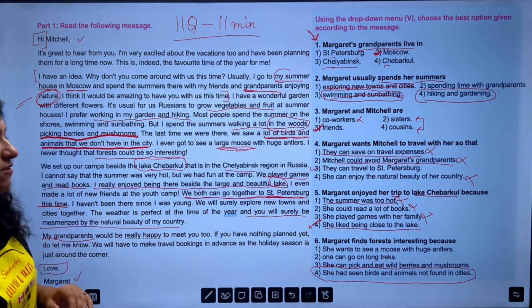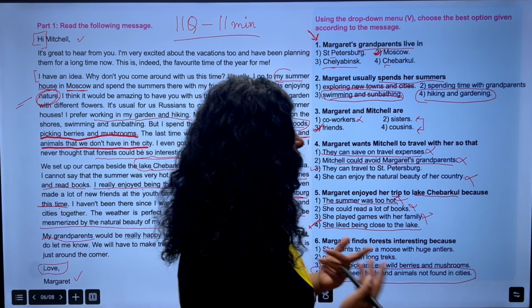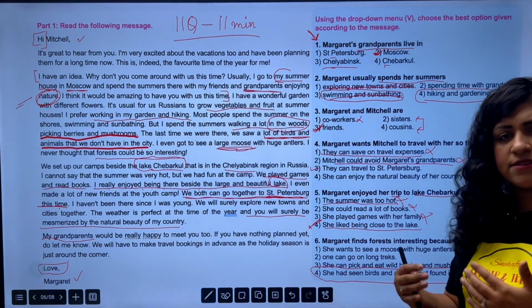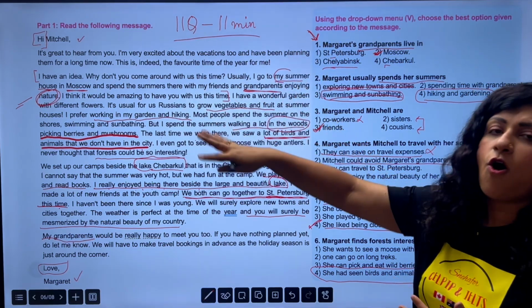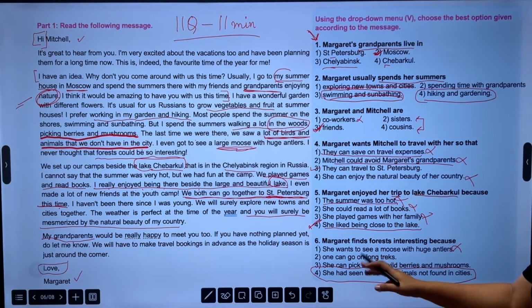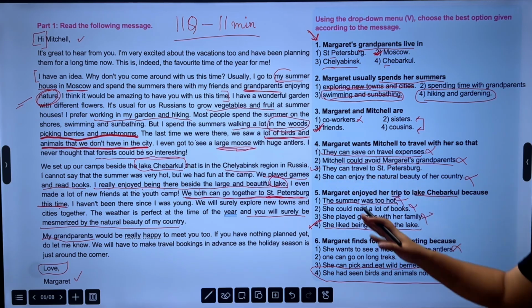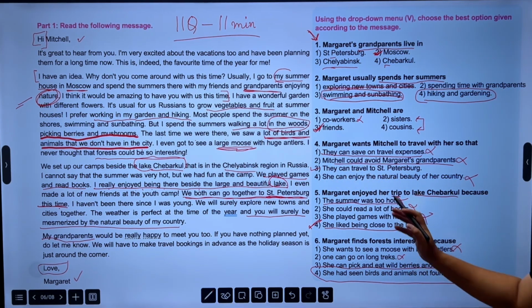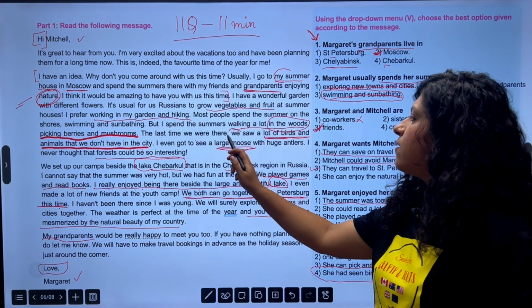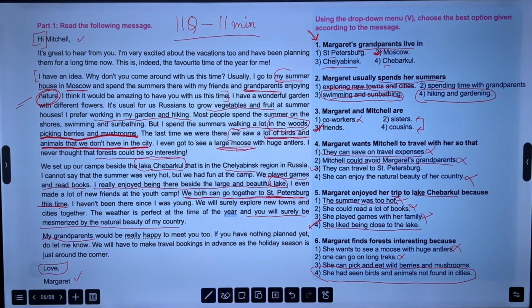Now look at option number 1. It says she wants to see a moose with huge antlers. She does not want to see. That is an example that she gave, that she saw one moose. Doesn't make any sense. One can go on long treks. No, that is not the reason why she is saying that forests are interesting. That is written after this line, that we saw a lot of birds and animals.